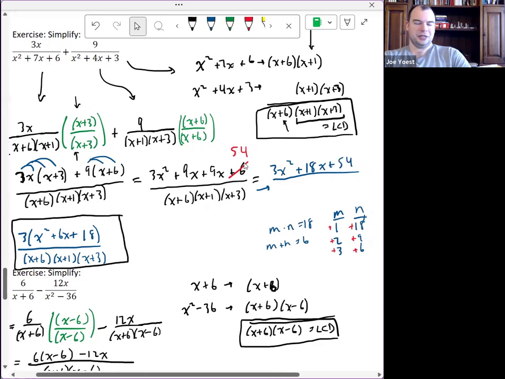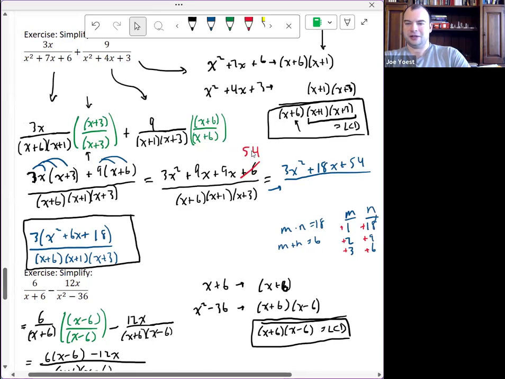So I originally had 6 here, but it should be 54, so good eye on that one. That's 3x squared plus 18x plus 54. We do see there's a factor of 3, and of course, over the same denominator. We do see there's a factor of 3 in the numerator that can come out. So that's 3 times x squared plus 6x, and then 18 times 3 is 54.